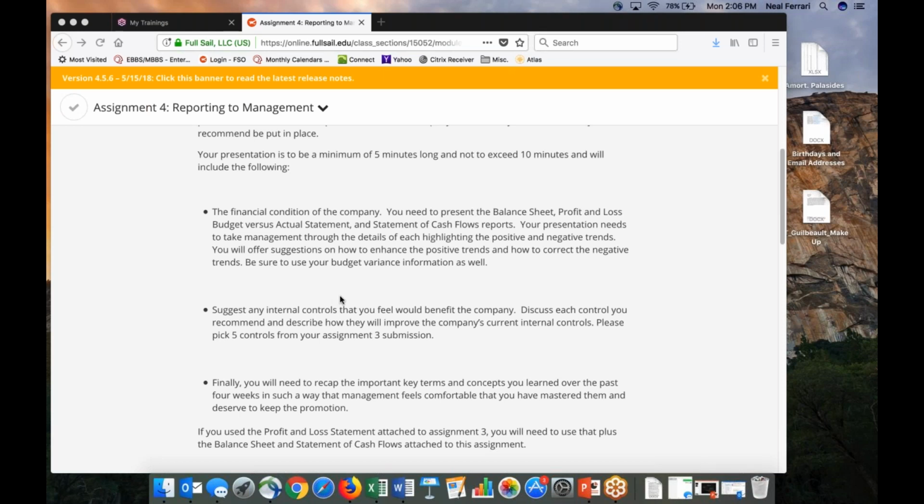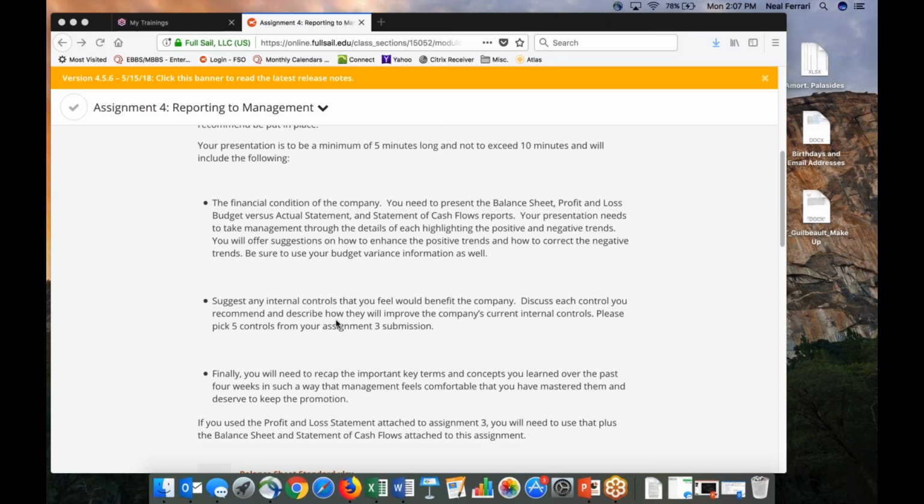The final thing you're being asked to do is provide a very short recap of any key terms or concepts you learned over the 4 weeks. And the only way you can lose points on that is if you don't include it. If you include it, then it's totally subjective on your part, so there's no way you can lose any points.